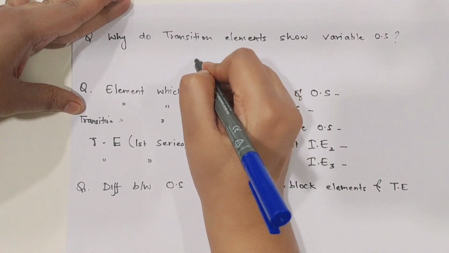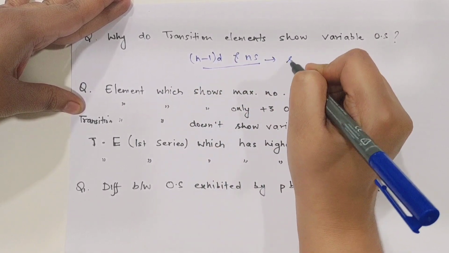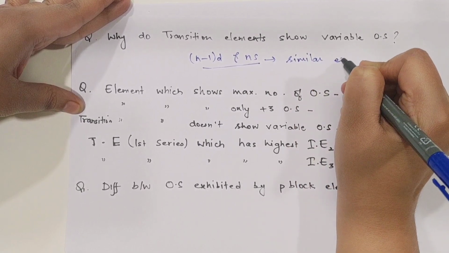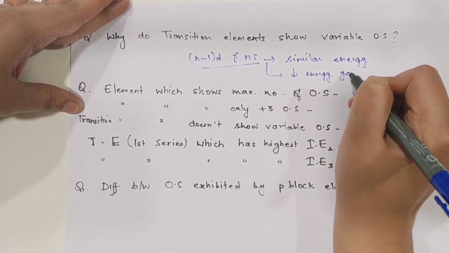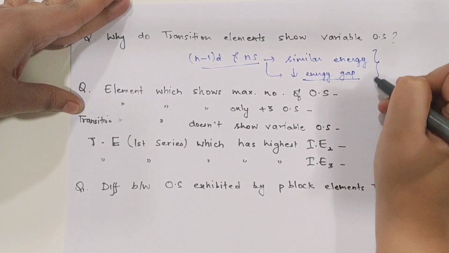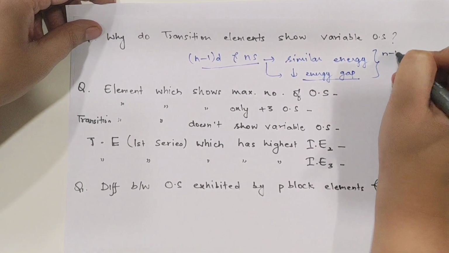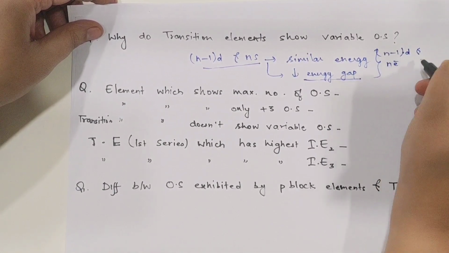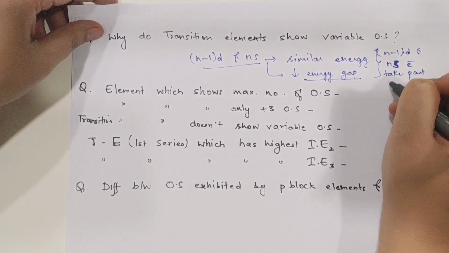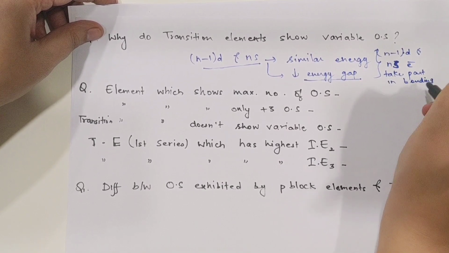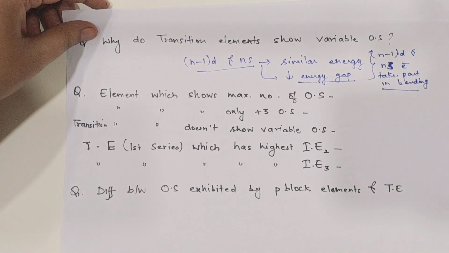It's because the (n-1)d subshell and ns subshell have very similar energy, or they have a very low energy gap between them. And because of that, all these electrons take part in bonding. So (n-1)d and ns electrons take part in bonding. So since there are more electrons taking part in bonding, there is more variation in oxidation states.